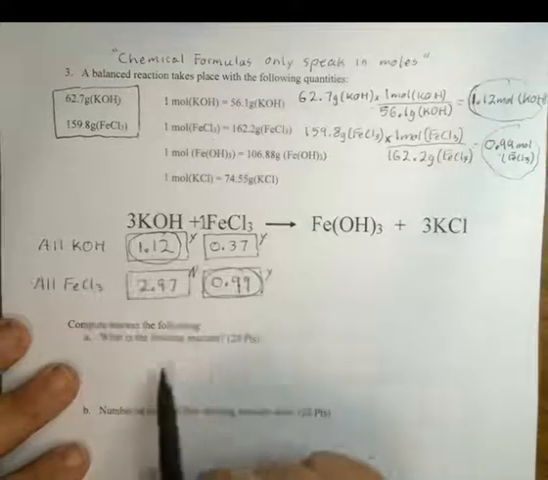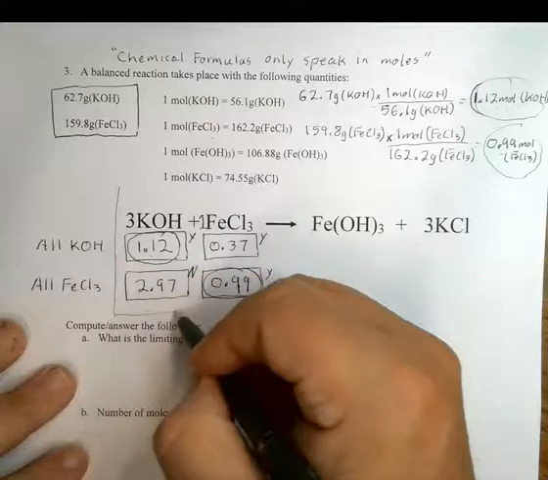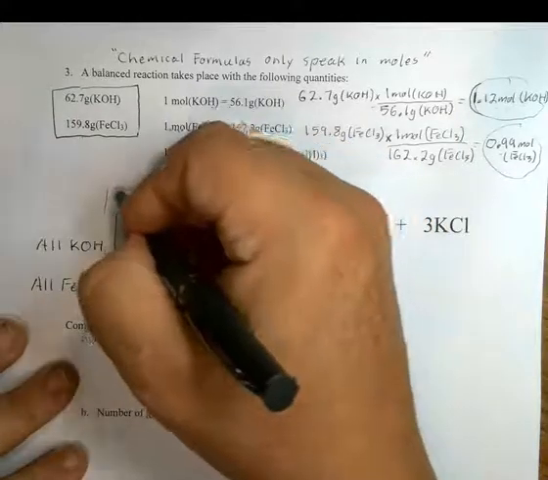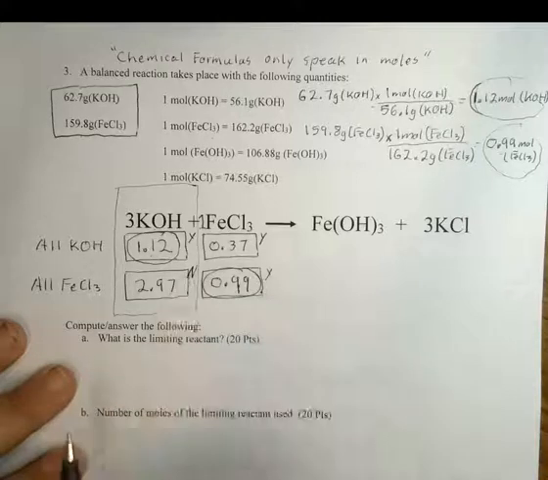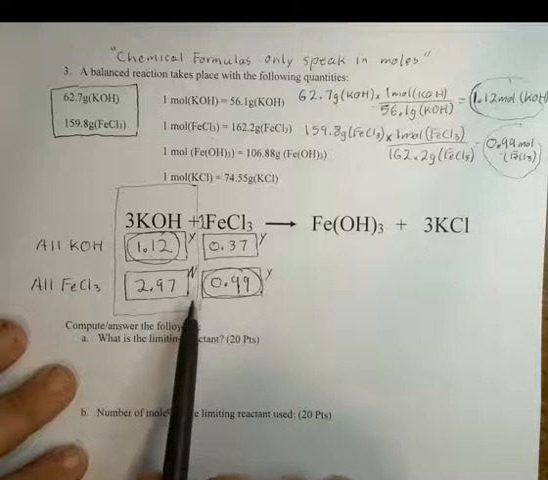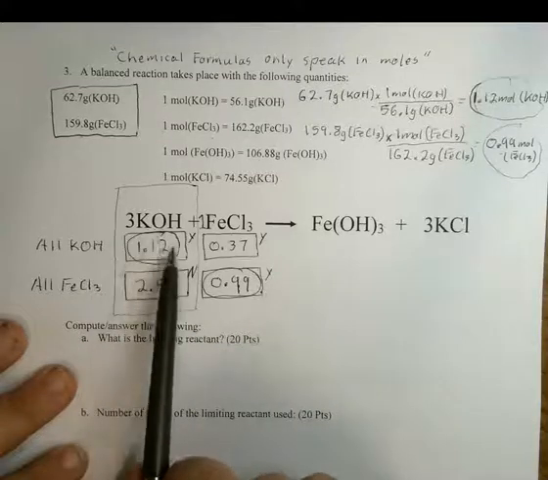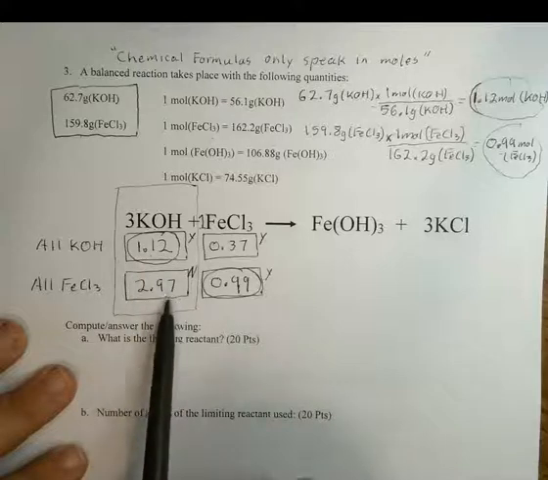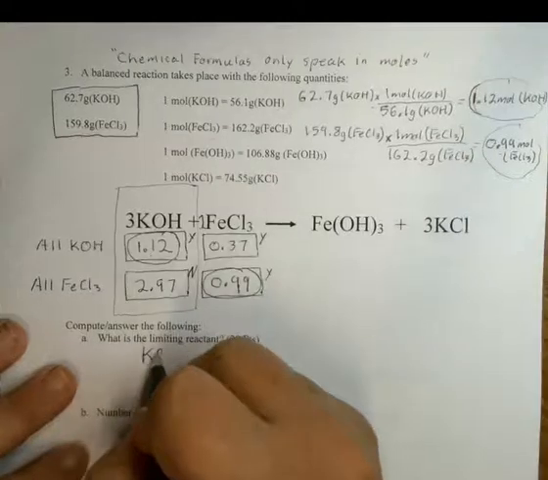So now we can start answering our questions. The limiting reactant is the compound between one of these two that has the no in it. That's the one that's going to run out first. We have 3 times as much. We don't have enough to run this right here. So the answer is this is going to be KOH.